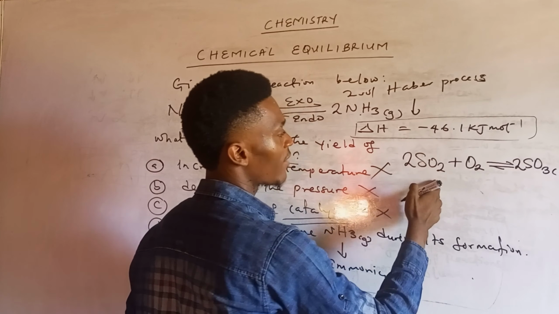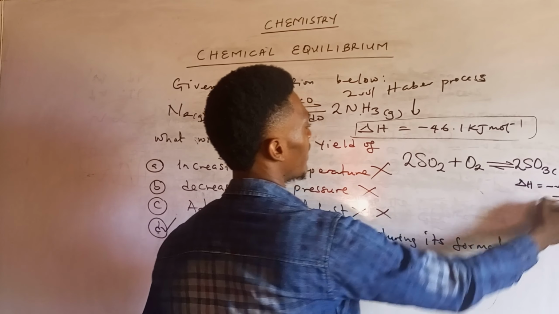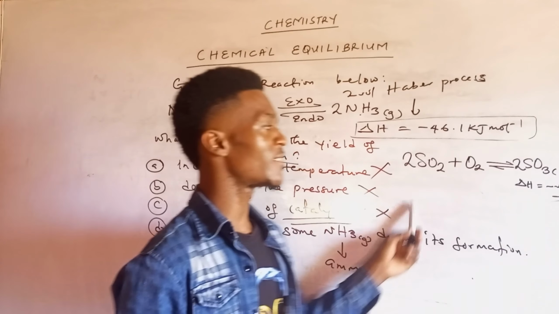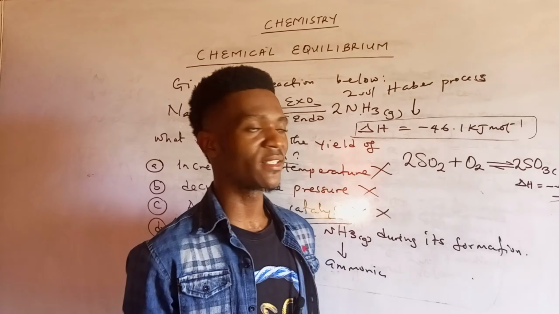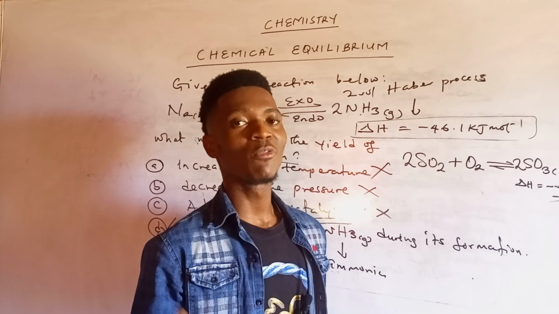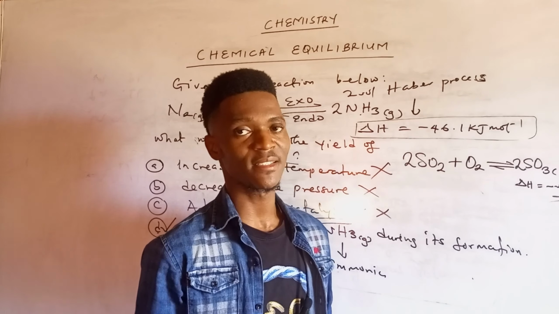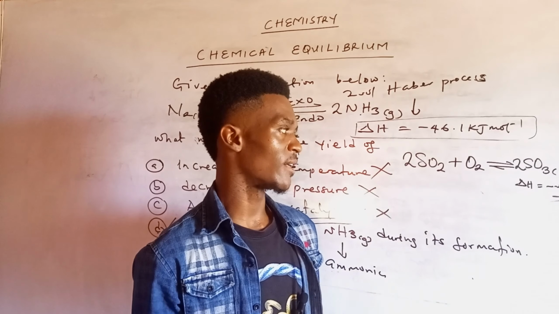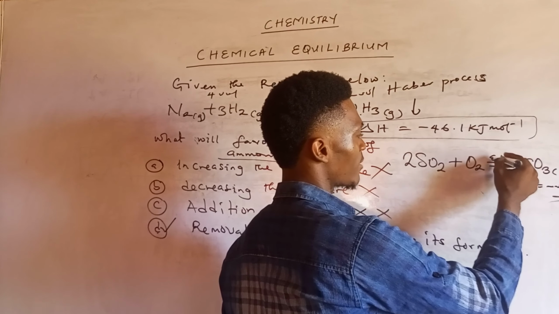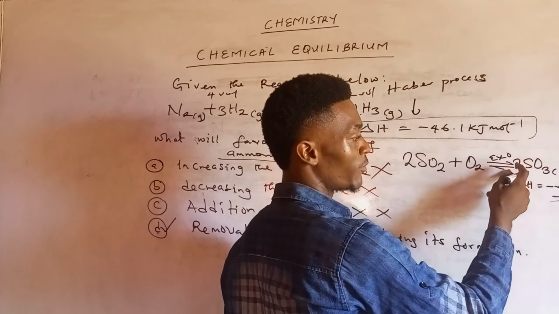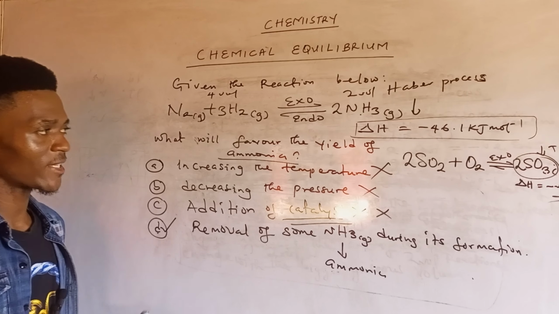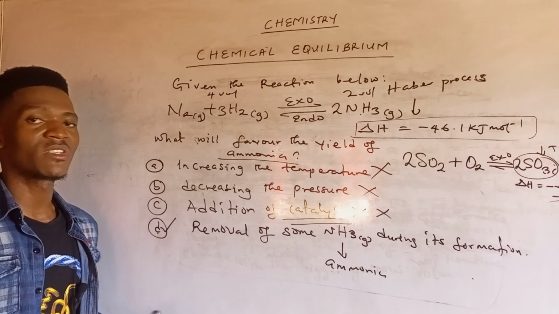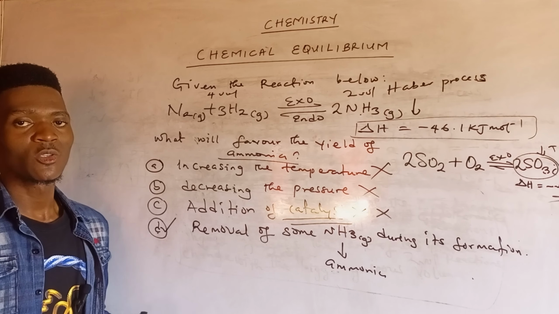Now, you might be given your delta H value to be negative. So picture it this way: in this reaction, you are given your delta H value to be negative, and you are asked what will favor the formation of sulfur(VI) oxide in terms of changes in temperature. Of course, this is indicating that this is exothermic. So what will favor exothermic is not a decrease in temperature. Of course, that will not favor this production. So try as much as possible to rewatch this video so that you get a clear concept of Le Chatelier's principle.